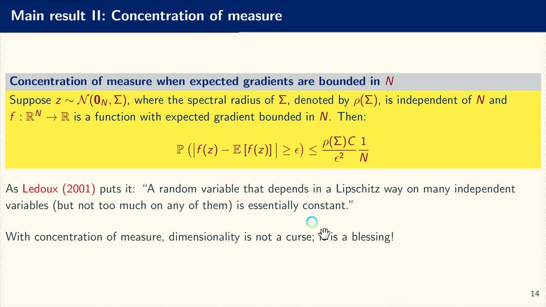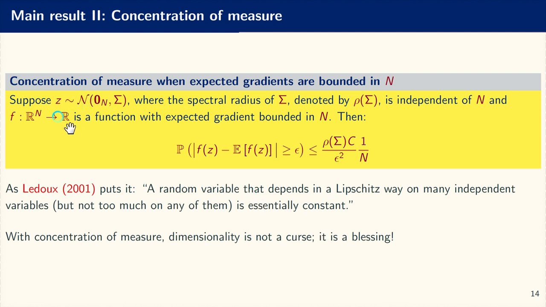The second main result is the concentration of measure. And what concentration of measure tells us is that under certain conditions, which is basically that the expected gradient of a function is bounded, the expectation of that function is well approximated by the function evaluated at one draw from the distribution of the variables that get into that function. A lot of ideas here, so let me unpack them.